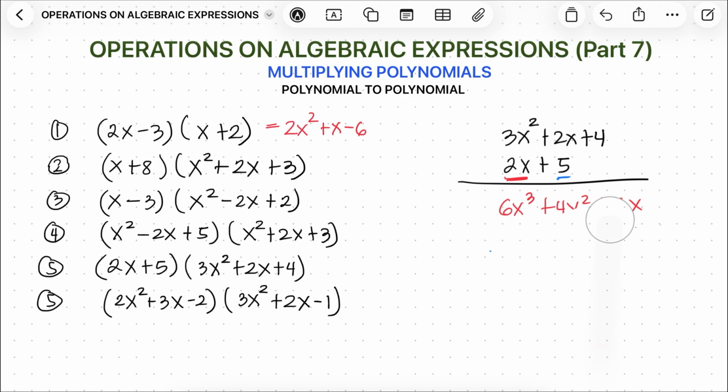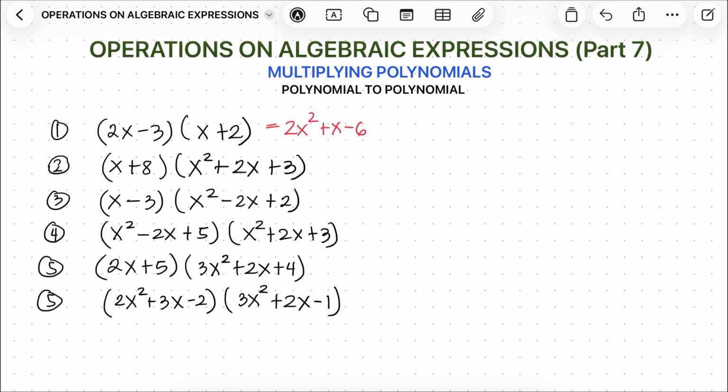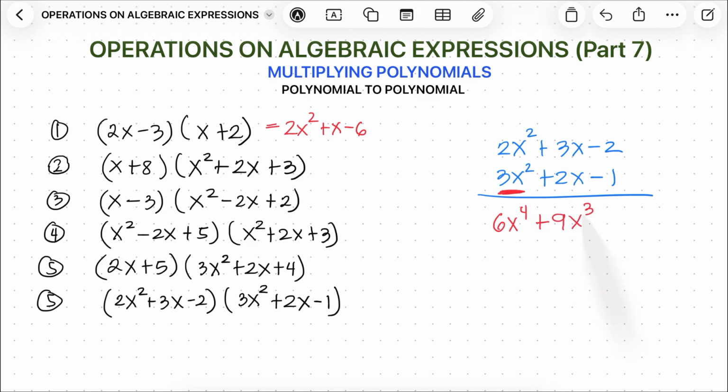All right, let's now move on to our last example. We have 2x squared plus 3x minus 2 times 3x squared plus 2x minus 1. Start again with the first term. Multiply it to all the terms up here. So 3x squared times 2x squared, that's 6x raised to 4. And then 3x squared times 3x, that's positive 9x cubed. And then 3x squared times negative 2, that's negative 6x squared.